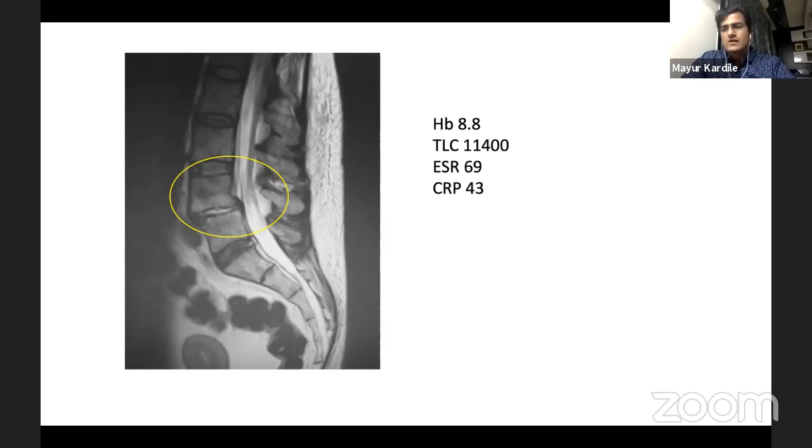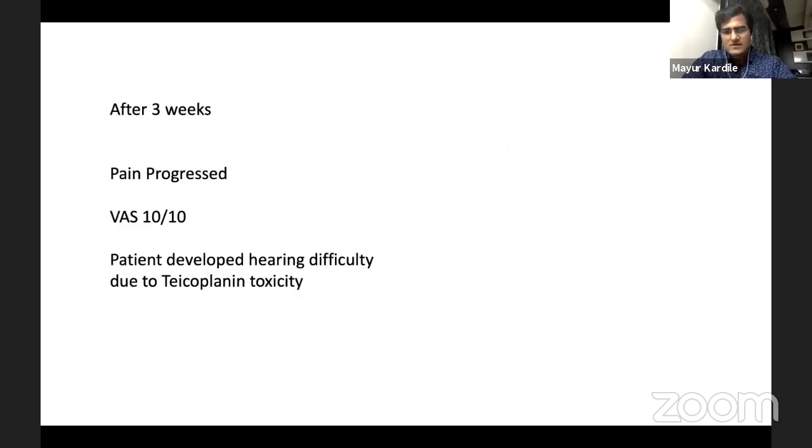Initially, they did not agree. They wanted to try a root block, which I did not agree to. I asked for a blood culture and she grew MRSA and was sensitive to teicoplanin. They did not want any intervention at this point of time, and went ahead with IV antibiotics.